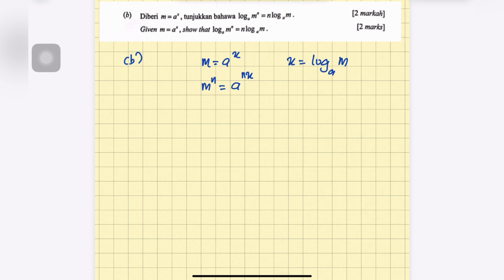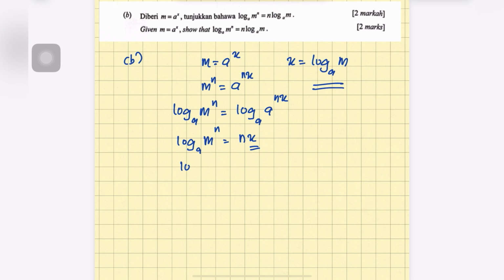Okay, so then log both side with log base a. So this one log m power of n base a equals to log a power of nx base a. Okay, so this one kita tahu log a base a ni one jadi turun lah, dapat nx. So this is log m power of n base a. So just now x is this one. So ni log m power of n base a equals to n log m base a. So then proven.